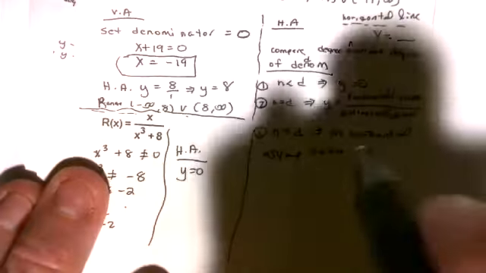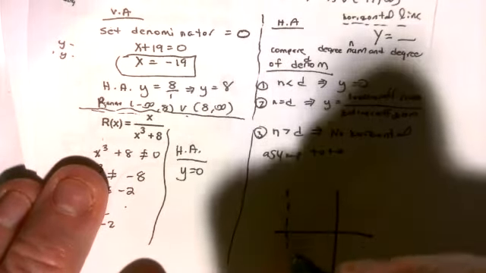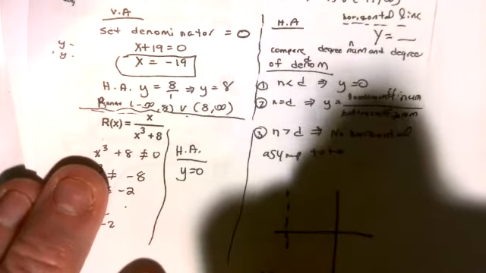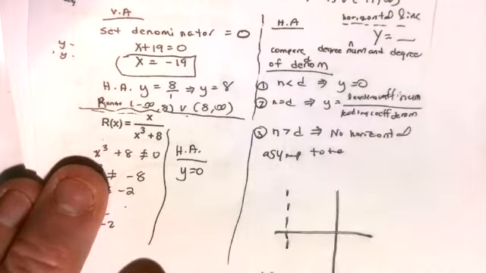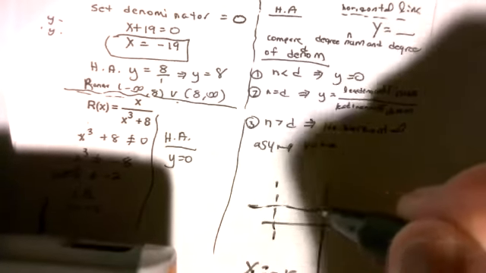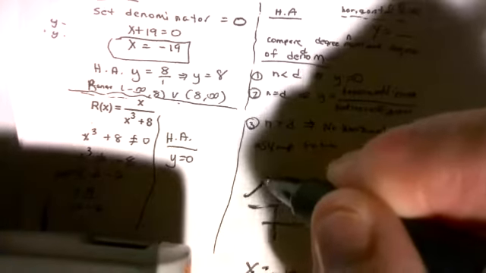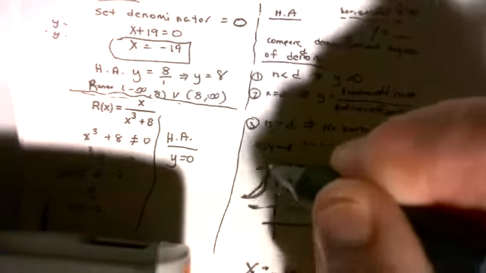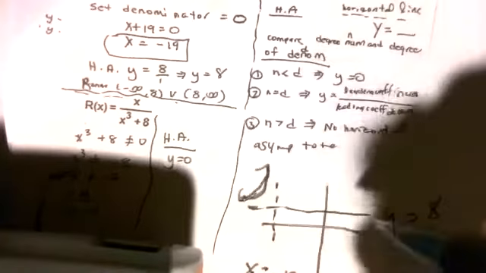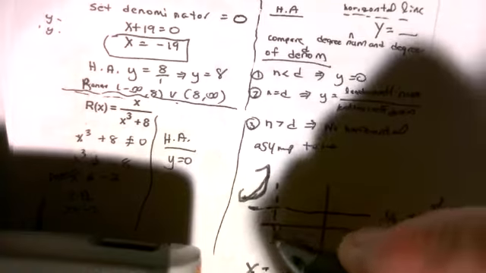Because what it's actually doing here, if you think about it, it's got a vertical asymptote at x equals negative 19. And it looks like what it's doing here is, and this is at y equals 8, so it's doing like this over here, and then it's doing like this over here.